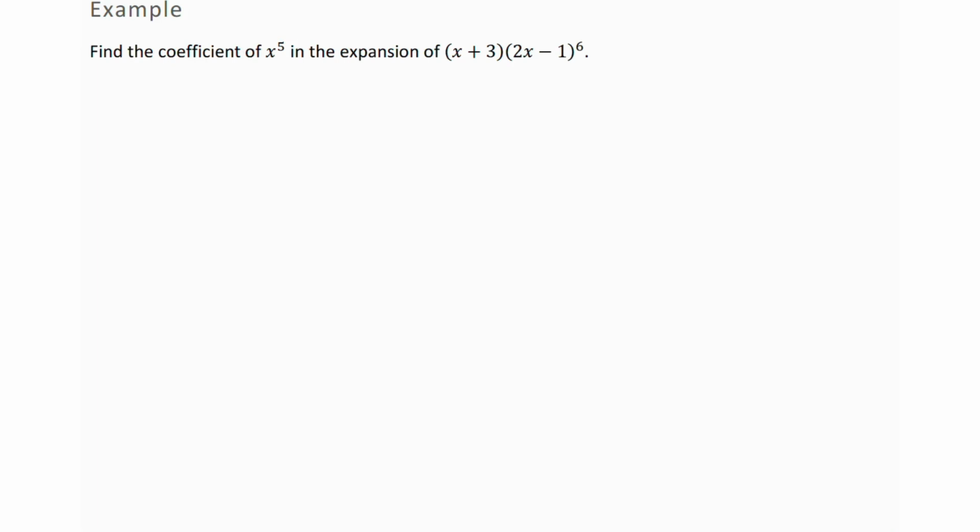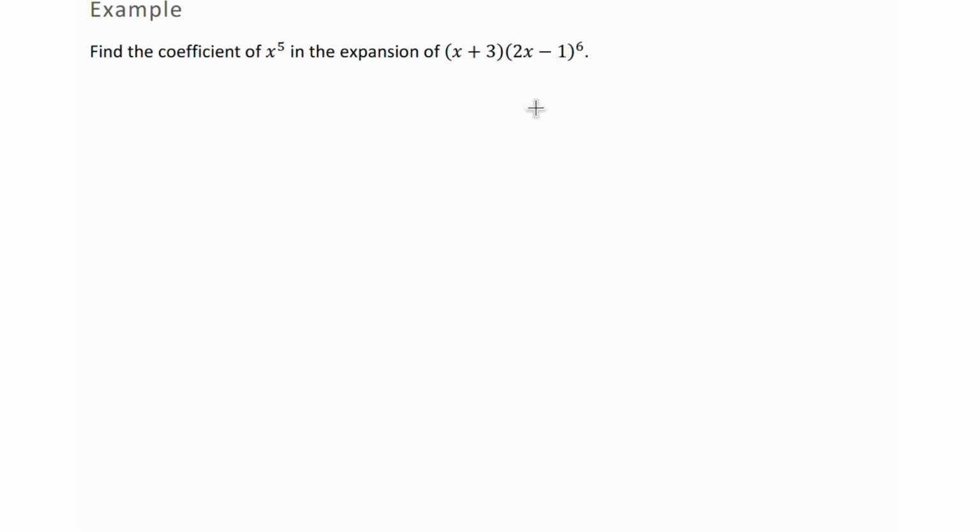Find the coefficient of x to the power of 5 in the expansion of this expression. Now here we have a binomial power, but being multiplied by some other binomial. I'm going to go through two methods to do this. The first method, which I would say is the long method, is to work out the entire expansion of this one and then do the expansion. So let's do that first.